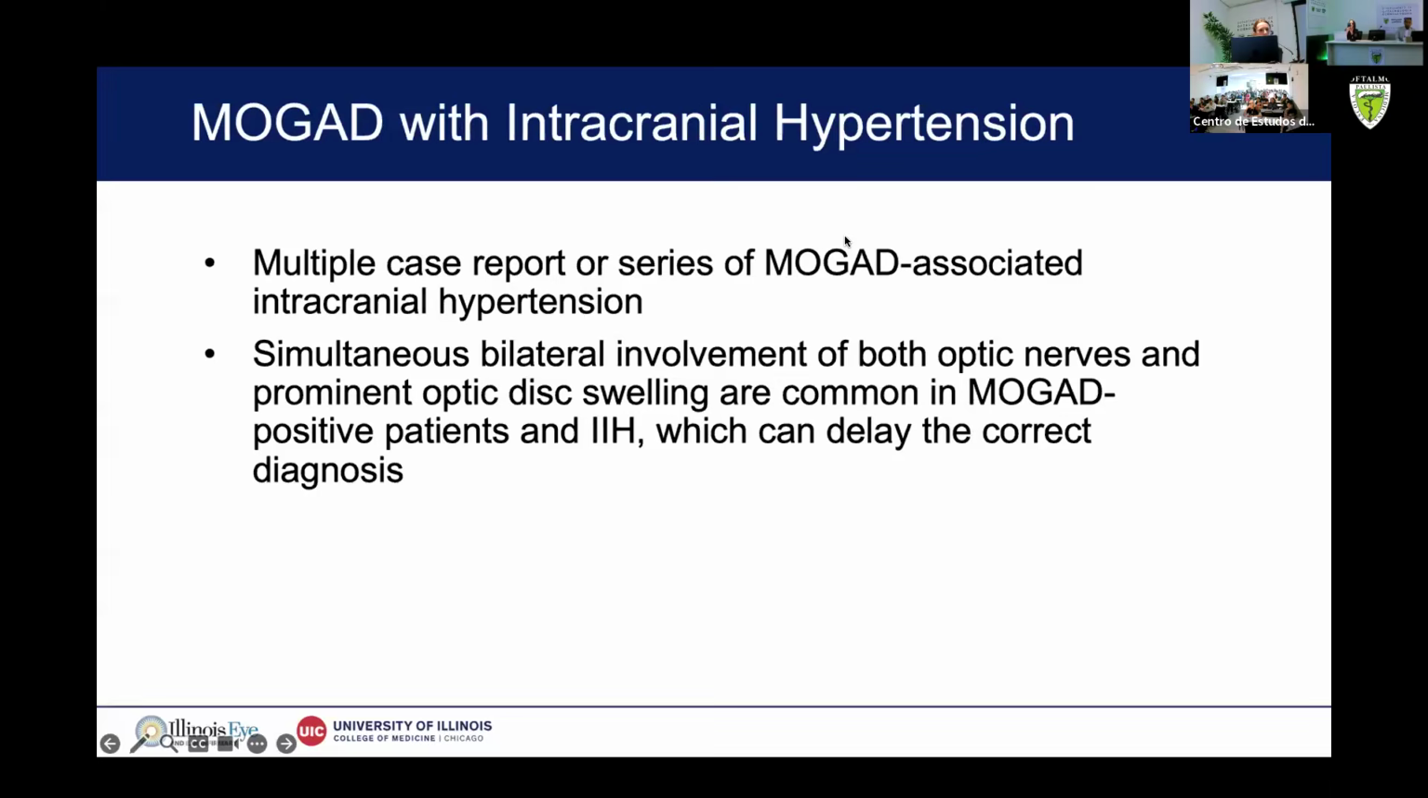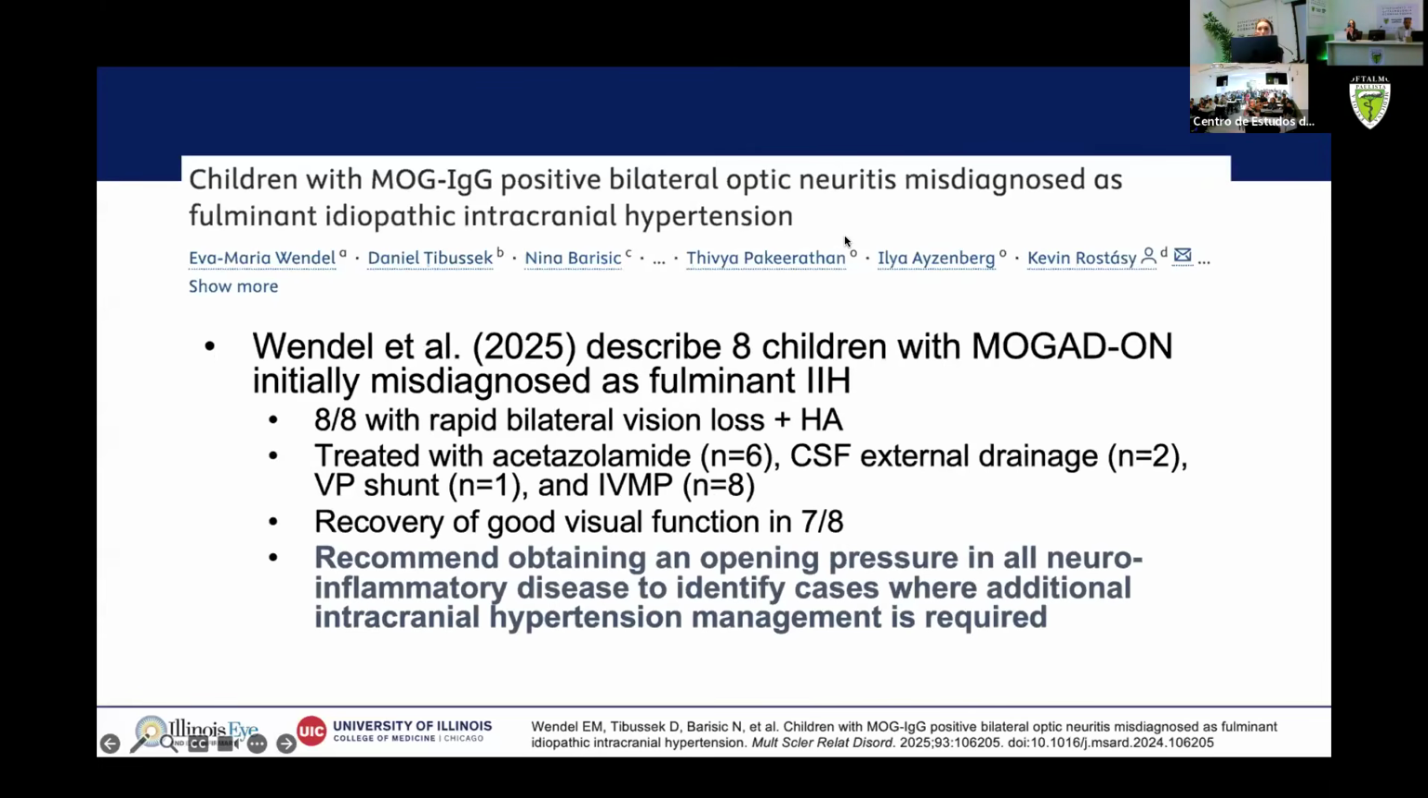So there are other cases that have been reported. For example, Wendell et al. looked at 8 children that were diagnosed with MOGAD optic neuritis, and they were actually misdiagnosed with fulminant IIH initially. They presented with rapid vision loss and headache, just like in our patient, just like patients with fulminant idiopathic intracranial hypertension. They were treated with acetazolamide and more invasive procedures, as well as IV methylprednisolone after the proper diagnosis was made, and they achieved great visual function.